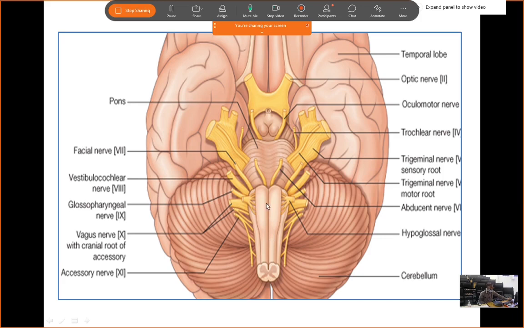So here you can see this is our pyramid. Just lateral to the pyramid, this orange colored thing is the olive. Now this is our anterolateral sulcus. Just behind the olive, there is the posterolateral sulcus, and this posterolateral sulcus gives attachment to our 9th, 10th and 11th cranial nerves, and this is our 12th cranial nerve. So the anterolateral sulcus gives attachment to the 12th cranial nerve, while the posterolateral sulcus gives attachment to the 9th, 10th and 11th cranial nerves.